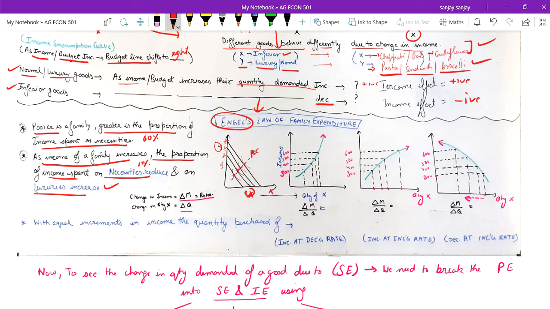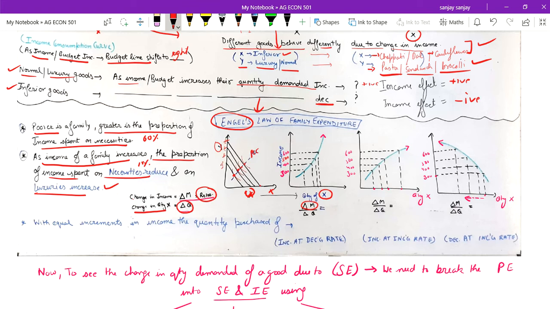This graph will be of different shapes depending on the type. What is X? What kind of a good is it? Let's say quantity of X is on the X axis, and the change in income we have considered here is a constant amount of rupees 100. Now we are going to observe the changes in quantity of X, and these changes will tell us, when your income increases steadily by a constant amount, how much you are changing the quantity demanded of that good. This will tell what kind of a good it is. Okay, let's see the first graph.